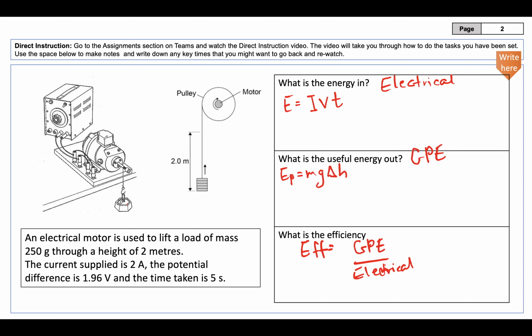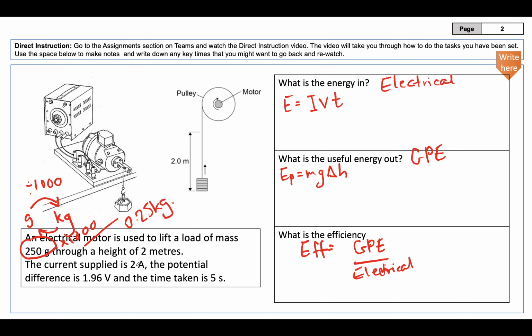That's going to be divided by the electrical, so what we put in. So let's have a look at the numbers we've got here. We have an electrical motor lifting a load of mass 250 grams. So I've got a problem straight away. I've got grams rather than kilograms. So if I'm going from grams to kilograms, I need to divide that by 1000. If I'm going the other way around, I'll multiply by 1000. So my 250 grams is actually 250 divided by 1000, 0.25 kilograms.